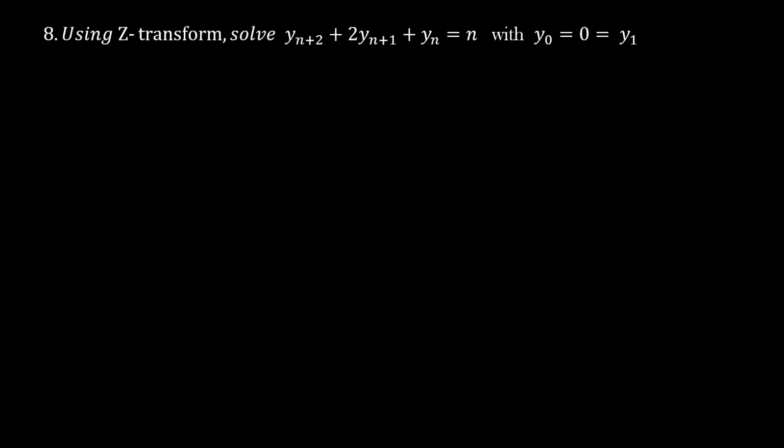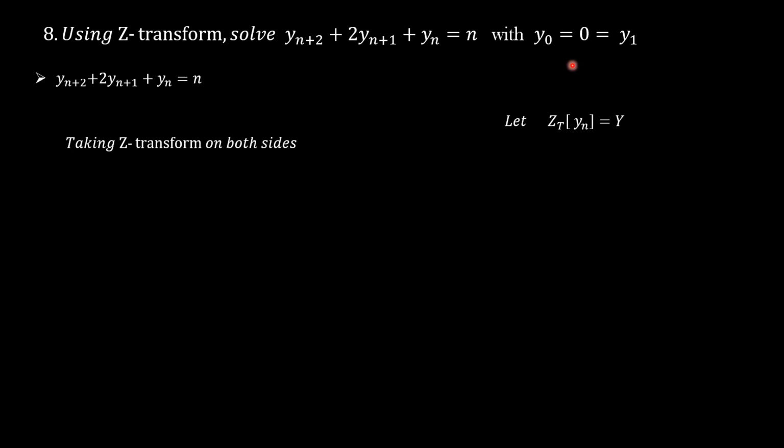Last problem. Using Z transform, solve the difference equation yₙ₊₂ + 2yₙ₊₁ + yₙ = n with the initial condition y₀ = y₁ = 0. Since Z transform of yₙ is Y, it implies Z transform of yₙ₊₁ is zY − zy₀, and Z transform of yₙ₊₂ is z²Y − z²y₀ − zy₁.